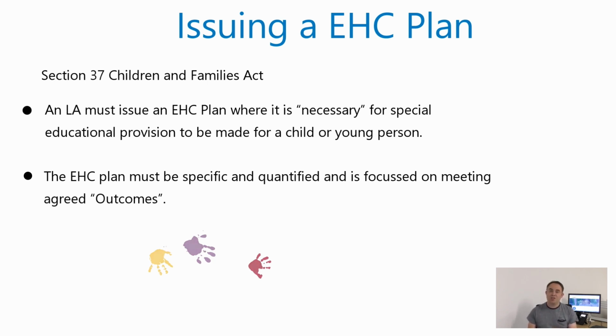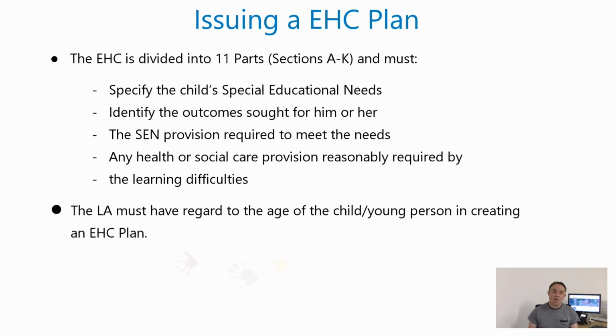And the local authority's duty is then to secure that special educational needs support for the child through the EHC plan. Now, the EHC plan itself, when you first receive it, can be quite a cumbersome document. It's divided into 11 different sections A to K. And the law requires the local authority in those sections to specify the child's special educational needs, and you'll see those in section B. To identify the outcomes sought for the child, those will be found in section E. The SEN provision that's required to meet the child's needs, those will be in section F. And any health and social care provision reasonably required to support the learning difficulties.